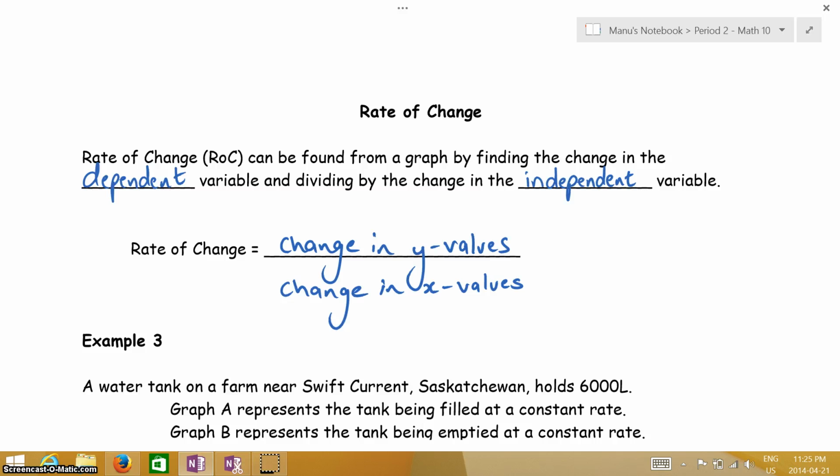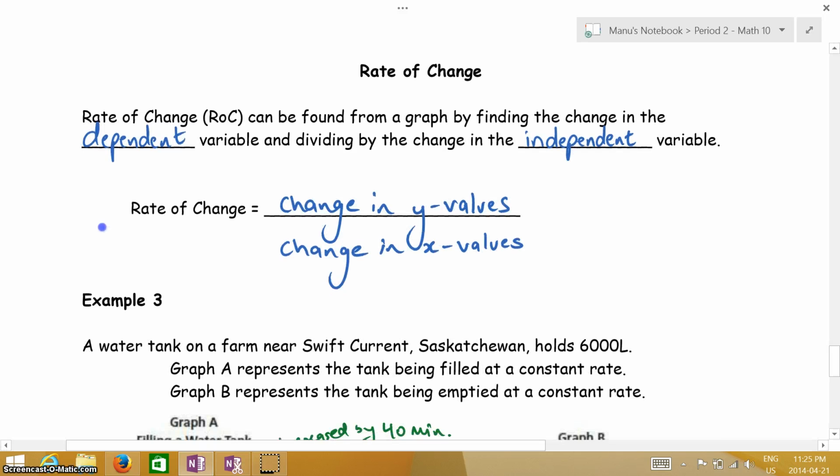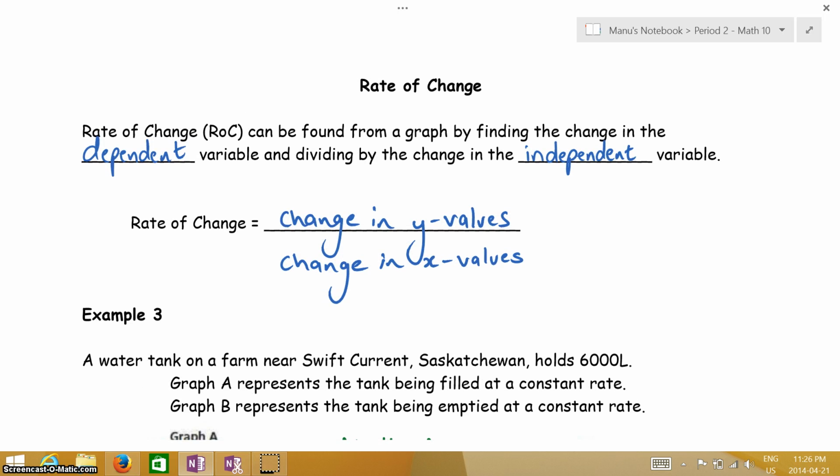I've already filled these in for you, so you just have to copy them down. I'll walk you through them. First things first, rate of change can be found from a graph by finding the change in the dependent variable and dividing it by the change in the independent variable. As a formula, what does that mean? It means change in y values divided by the change in x values. I'll give you a moment to copy that down. Then we'll take a look at our first example.